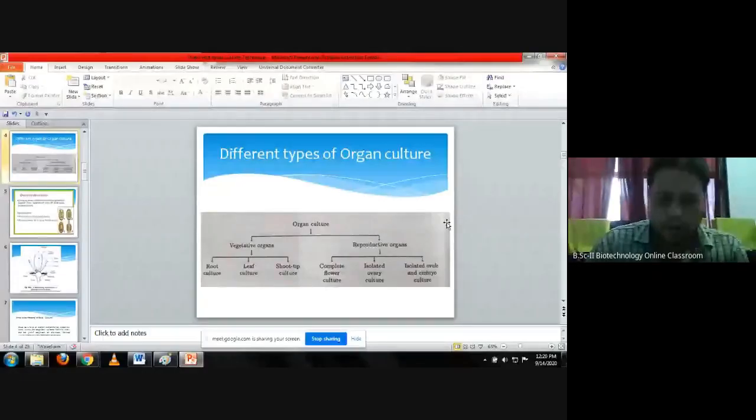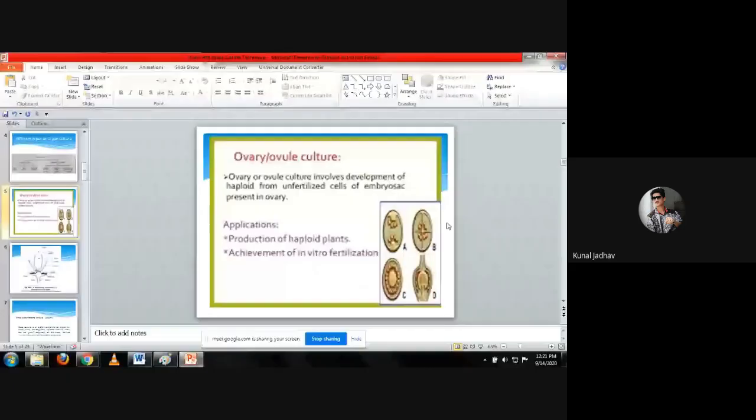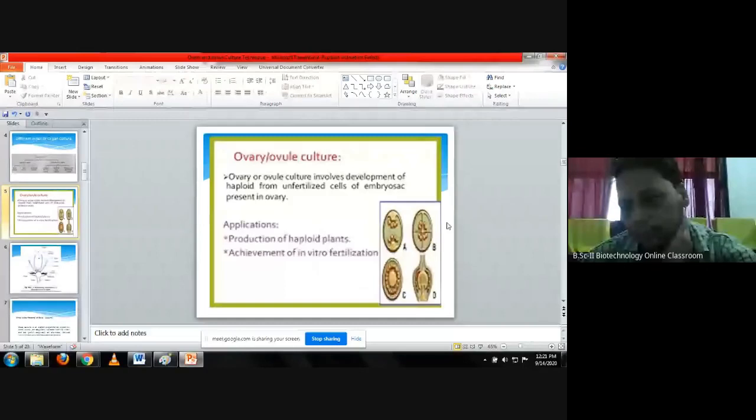Now what is ovary or ovule culture? Ovary or ovule culture involves development of unfertilized cells of the embryo sac present in the ovary. Now where are haploid cells present? Can anyone tell? हाप्लॉइड कुठे असतात? The male gamete and female gamete. The male gamete is present in microspores or pollen grain, and in the female it is present in the form of ovules.